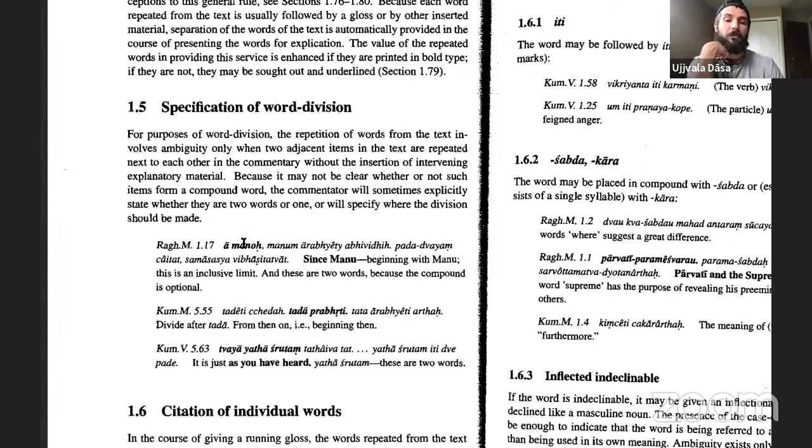So in the case of manoh, manum arabhya vividhih, padadvayam chaitat samasasya vibhashitatvat. So padadvayam chaitat, this is two words, samasasya vibhashitatvat. And mano, right? Yeah, he's saying and mano because you could take them as one word, beginning with manu. This is an inclusive limit. And these are two words, padadvayam chaitat, etat padadvayam, because the compound is optional. Samasasya vibhashitatvat. So literally, because of the optionality of the compound, these are two words.